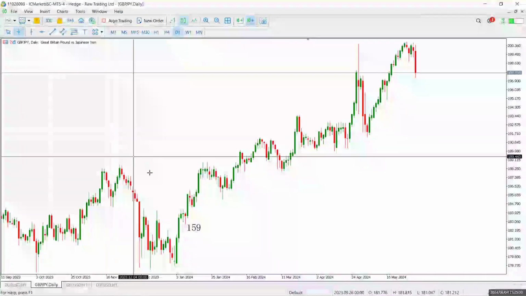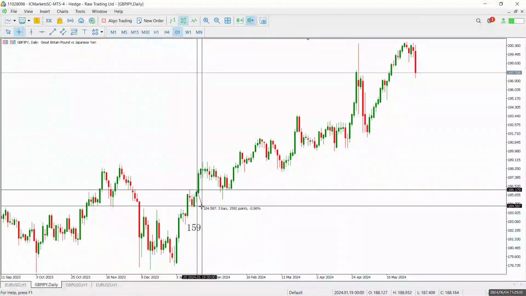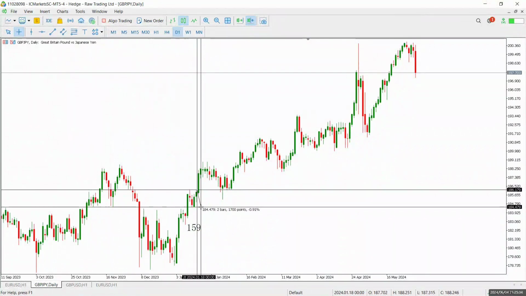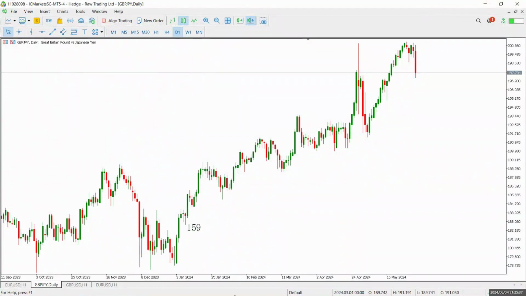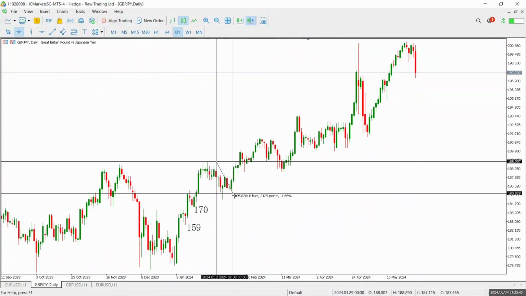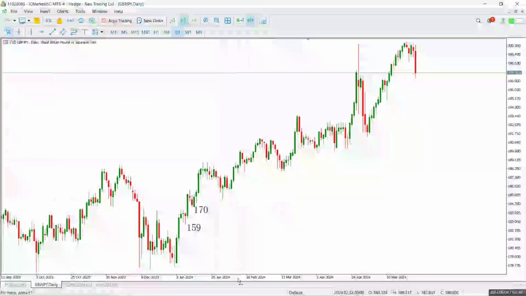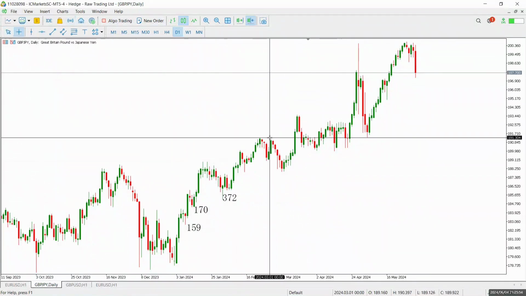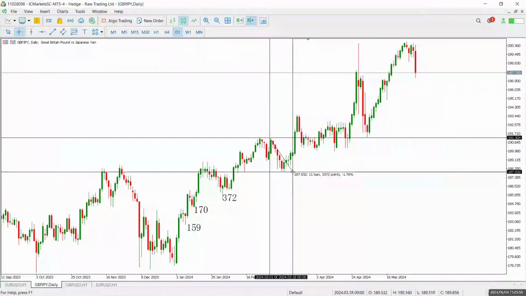159. So for the next one, high point here, low point here, this is 170. From the high point here to the low point here, this is what? 372. Then from the high point here to the low point here, this is what?